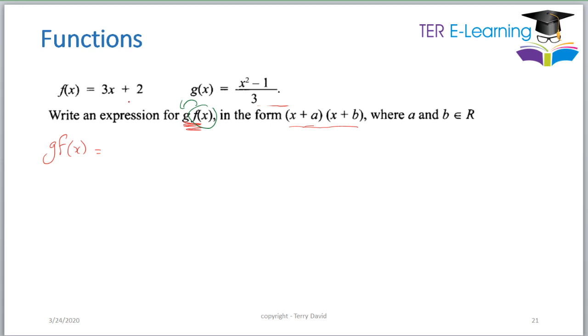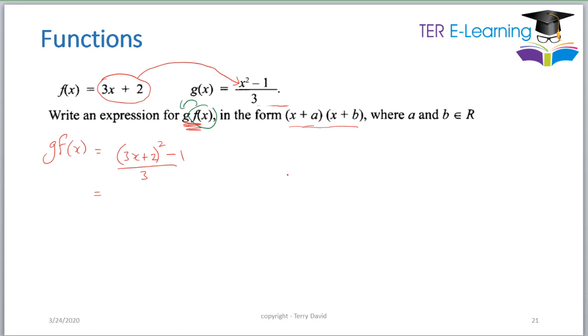So what we're doing, we're taking the function f, that is this here. You're going to take this whole thing and substitute it as x inside this equation, right? That's what that means. So therefore, I'm going to have 3x plus 2 squared minus 1, all over 3, right? That's essentially what we have here. Now, this is where the trouble starts, because we need to expand the top, right? So how are we going to do that?